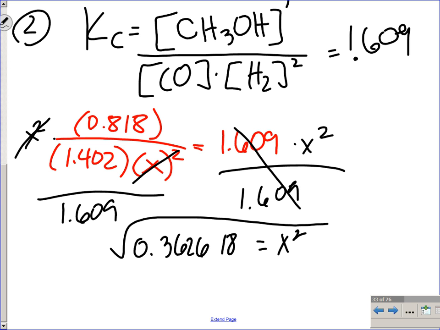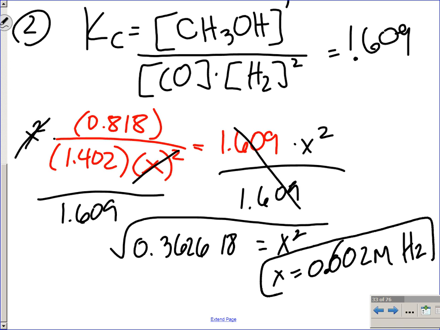I'm gonna get, what is it, Ishmael? 0.602. Oh, darn it. Okay, I've messed up, so I'm deleting you. 0.06. Looks good. Okay, molar, and that's the concentration of H2. 0.602. It's not even an algebra expression, it's division and multiplication, square root, math.